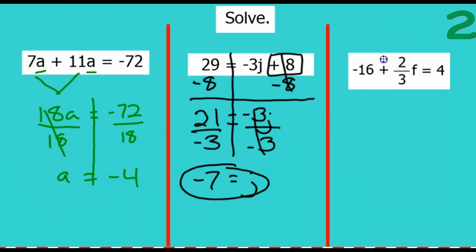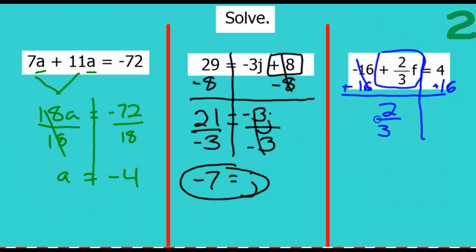Here again I see a plus, but this plus sign goes with the 2/3 f. So that's just saying we have a positive 2/3 f. So I have to get rid of this minus 16. Well, I do that by doing the opposite of minus, which is plus. We're going to add 16. So we get 2/3 f equals 4 plus 16, which is 20.